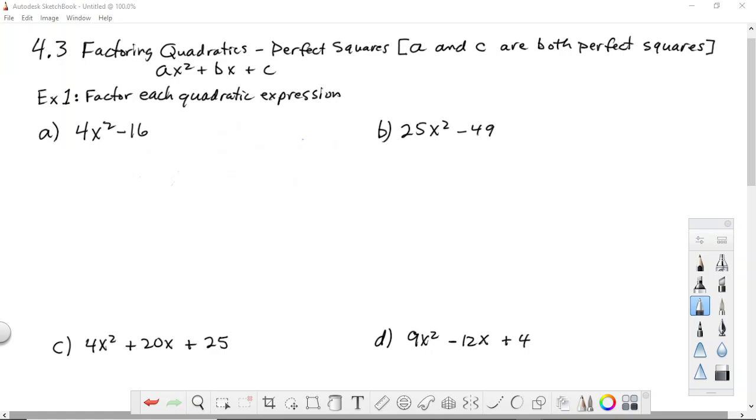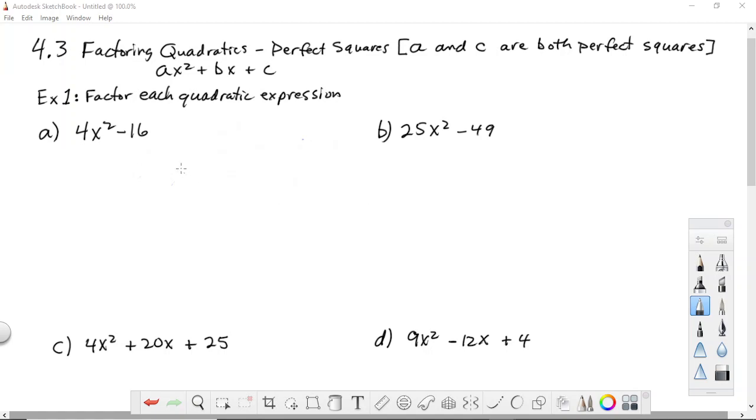Hello, algebra students. Today we're going to do more factoring, factoring quadratics, and we're going to be looking at perfect squares. That is, A and C are both perfect squares in these examples we're going to do. Okay, so let's get started.